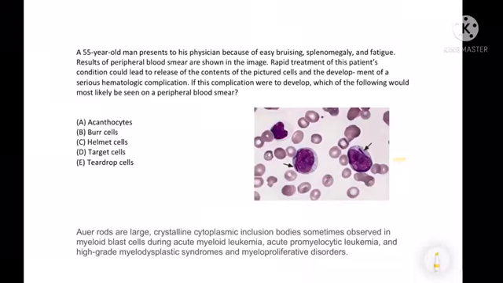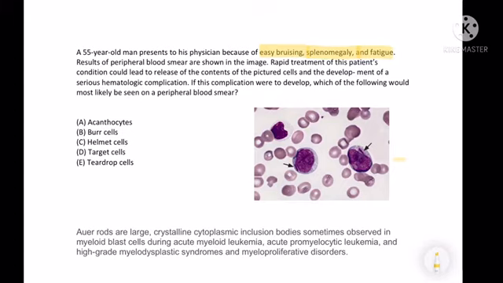A 55-year-old man presents to his physician because of easy bruising, splenomegaly, and fatigue. Results of the peripheral blood smear are shown in this image. Rapid treatment of this patient's condition could lead to release of contents of the pictured cells and the development of the serious hematological complication. If this complication were to develop, which of the following would most likely be seen on the peripheral blood smear? Acanthocytes, burr cells, helmet cells, target cells, teardrop cells.